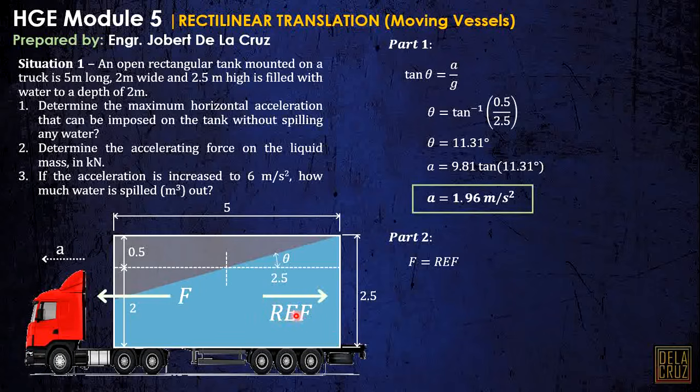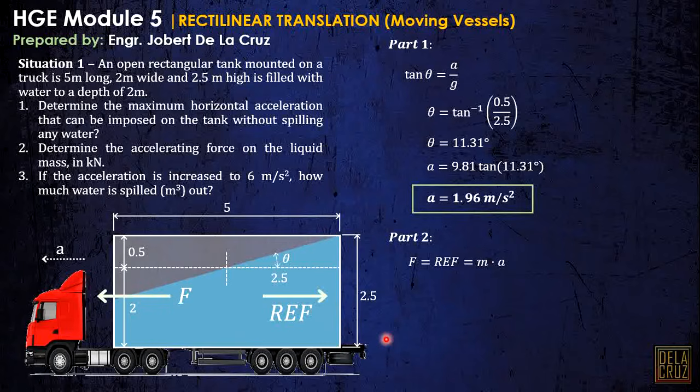So that means that the unbalanced force should be equal to the accelerating force, or F is equal to the reverse effective force. Now that reverse effective force has a formula. That is just mass times acceleration. Force is equal to mass times acceleration. So in this case, what it says is the accelerating force on the liquid mass. Then the mass we consider here is only the mass of the liquid.